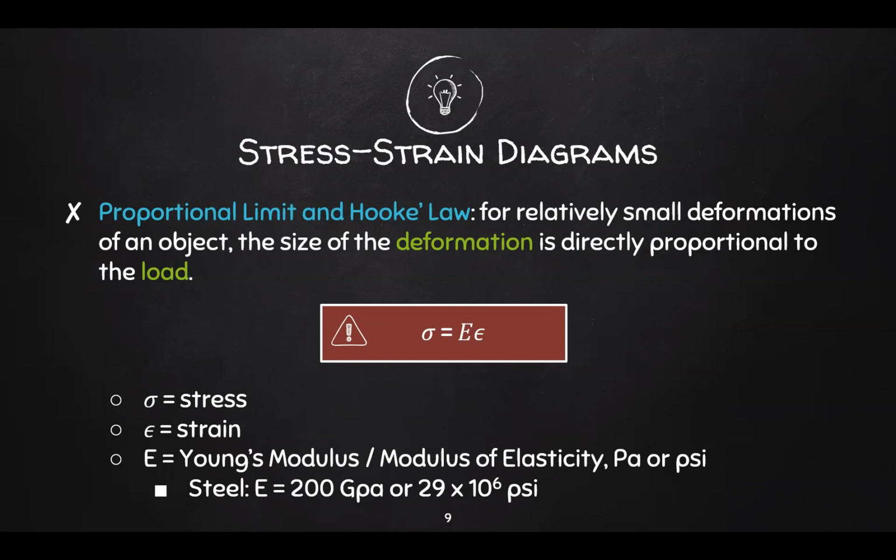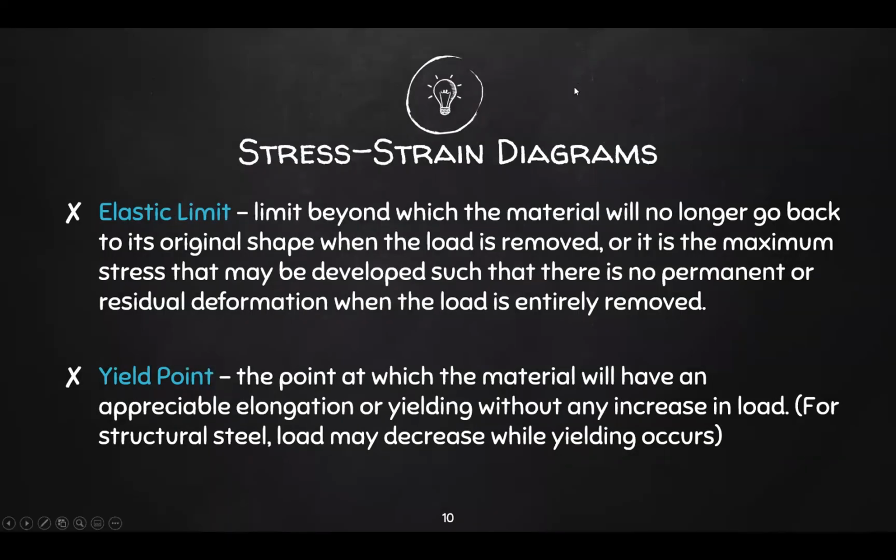Now, usually the material in question is steel. You should remember that the modulus of elasticity of steel is 200 GPa or 29 times 10 raised to 6 PSI, because it's something we use very often. Now, after proportional limit, we have elastic limit. It's the limit beyond which the material will no longer go back to its original shape when the load is removed, or it is the maximum stress that may be developed such that there is no permanent or residual deformation when the load is entirely removed. Again, elastic limit is the point where permanent deformation starts.